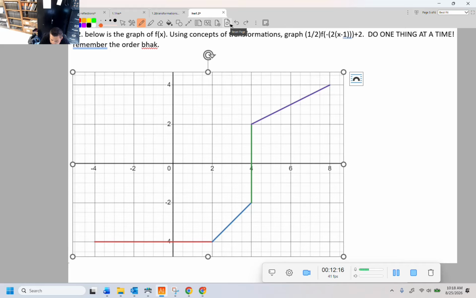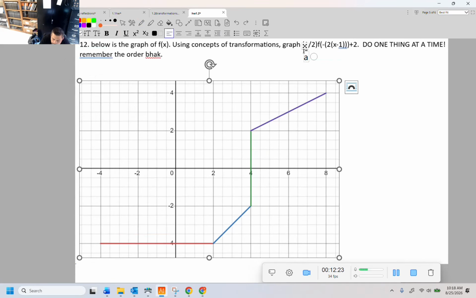But anyways, let's see where I'm at. I'm at number 12 now. This thing is given in the full form with all 4 letters. It's got A is a half. It has B, which is actually -2. It has H, which is 1, and it has K, which is 2. Now what we're going to do is we're going to pick some points out on this graph. This is -4, -4. Now we're going to work with these points exclusively. It's going to become something as we do each transformation. This is 2, -4.